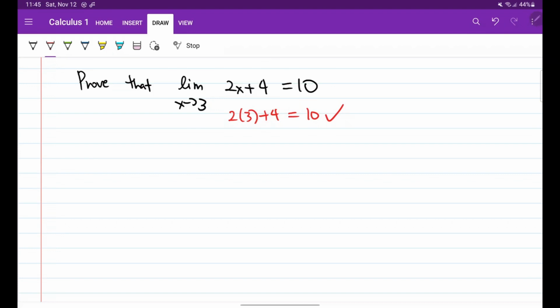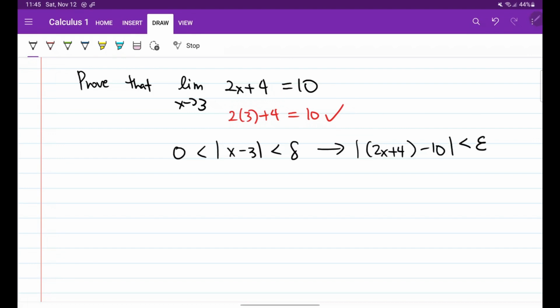So this is correct. So what we want to do is to get from the form 0 less than absolute value of x minus 3 less than delta. Okay? Then we want to get to absolute value of 2x plus 4 minus 10 is less than epsilon. So how do we do that?